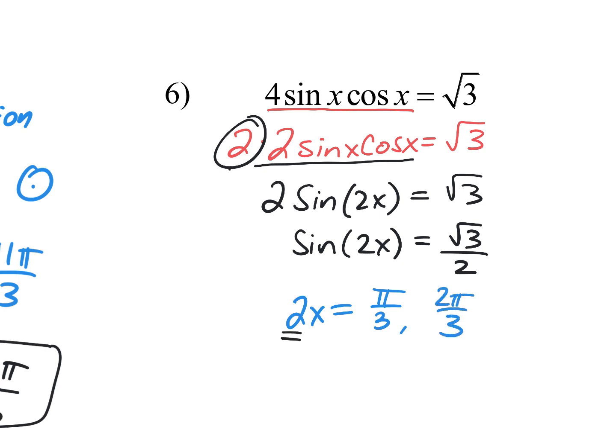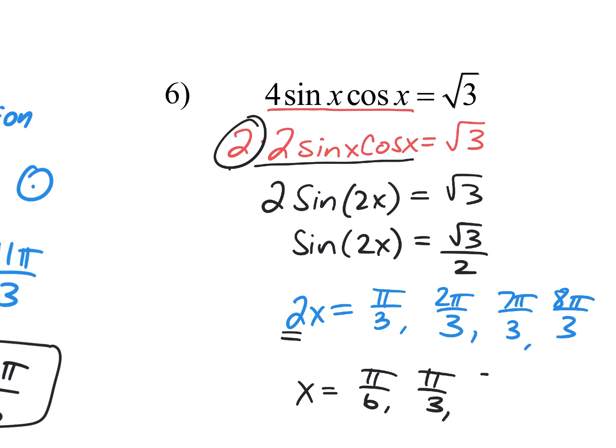Remember, this 2 here tells me I need to go around the unit circle a second time. So I'm also going to include a coterminal angle with each of these. Coterminal with pi over 3 will be 7 pi over 3. And coterminal with 2 pi over 3 is 8 pi over 3. Now our next step, we're going to divide everything by 2 to find what x is. That's going to be pi over 6, pi over 3, 7 pi over 6, and 4 pi over 3.